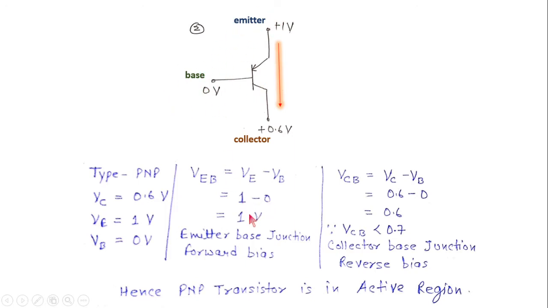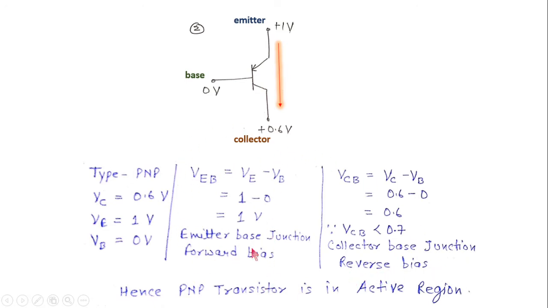That is 1 minus 0, 1 volt, which is greater than 0.7. It means the emitter base junction is forward bias. Now for the collector base junction of PNP, we calculate VCB, unlike in NPN transistor where we calculate VBC. So VCB is equal to VC minus VB, 0.6 minus 0. So 0.6 is clearly less than 0.7. It means the collector base junction is reverse bias.